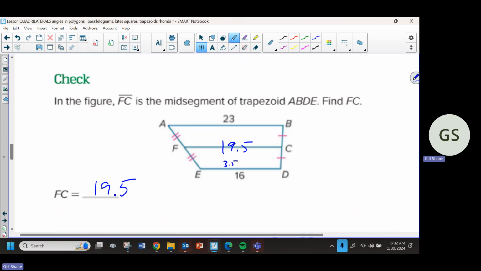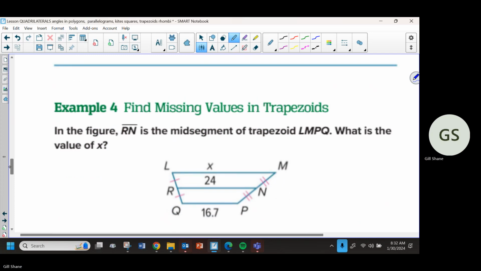Well, what's the difference between 23 and 19.5? 3.5, right? You should always get that quick check. You should always have the same difference, because it's in the middle, right? The length is the average, in the middle. That's what average is, right in the middle.